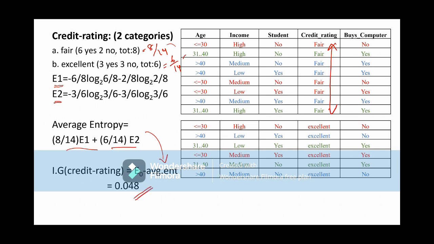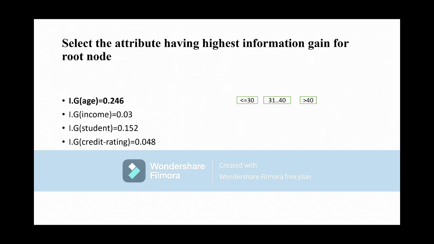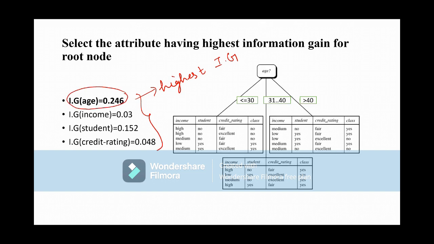So now we have got the information gain for all 4 attributes: age, income, student, and credit rating. Out of those, we have to choose the highest information gain as the root node. Here we have got the highest information gain for age. Now your decision tree will look like this. Taking age as the root node, we have 3 choices: less than or equal to 30, 31 to 40, and greater than 40. So we are going to split our data into 3 subsets.